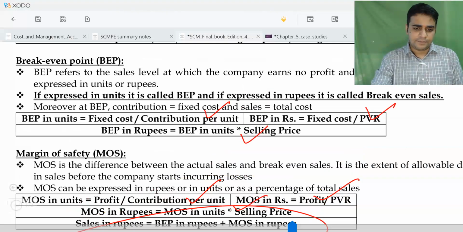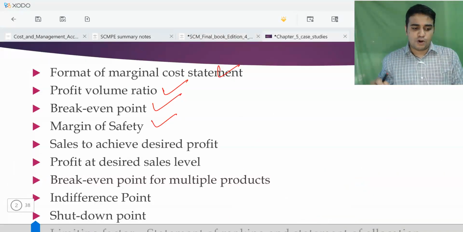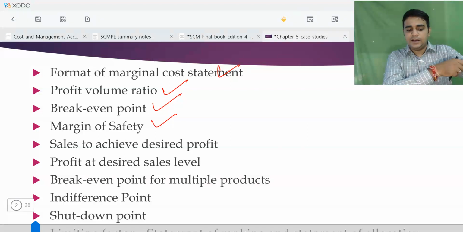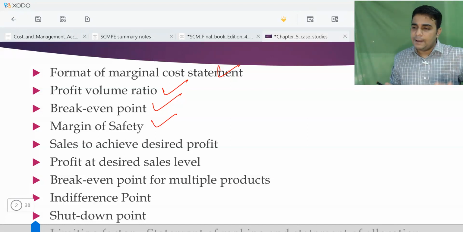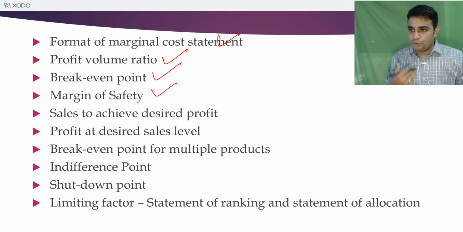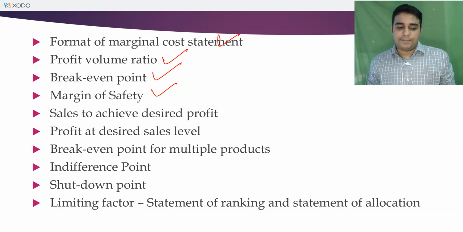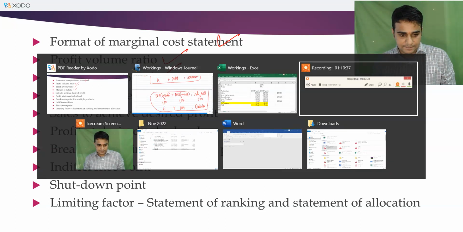Okay. I'll discuss two more formulae: sales to achieve desired profit and profit at desired sales level. Balance things, we'll see in a problem. When we do a question only, you'll understand it. Items like break even point for multiple products, indifference point, shutdown point, limiting factor, all this we'll discuss later.